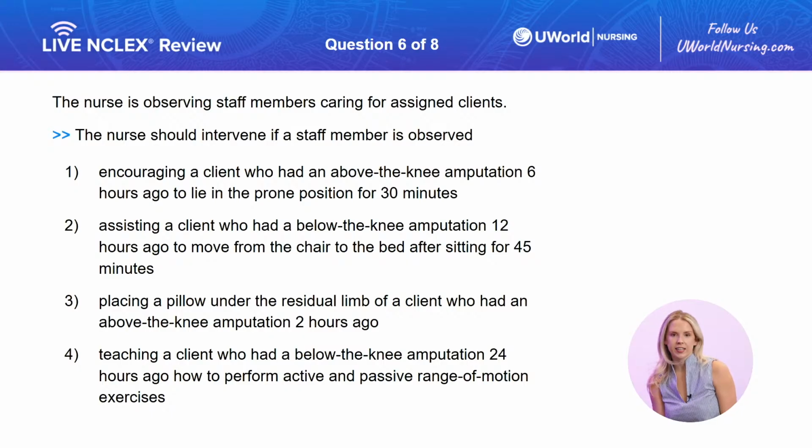All right, question 6. The nurse is observing staff members caring for assigned clients. The nurse should intervene if a staff member is observed: Option 1, encouraging a client who had an above-the-knee amputation 6 hours ago to lie in the prone position for 30 minutes. 2, assisting a client who had a below-the-knee amputation 12 hours ago to move from the chair to the bed after sitting for 45 minutes. 3, placing a pillow under the residual limb of the client who had an above-the-knee amputation 2 hours ago. Or 4, teaching a client who had a below-the-knee amputation 24 hours ago how to perform active and passive ranges of motion.